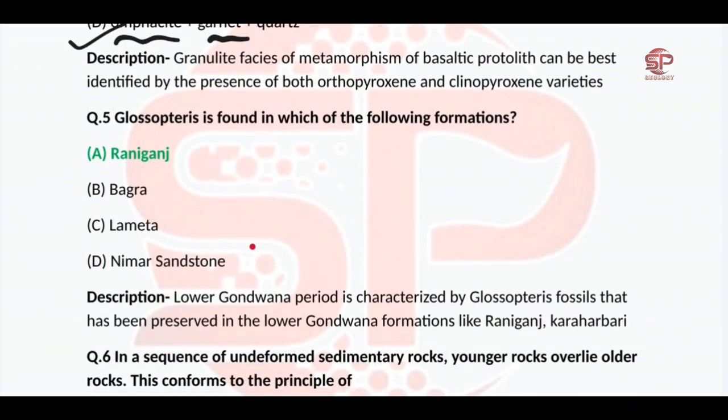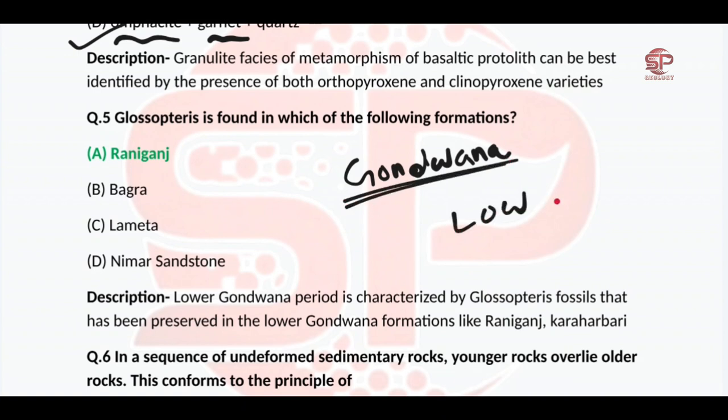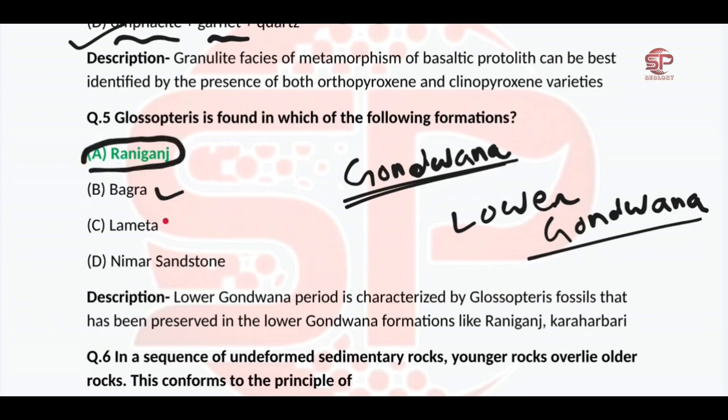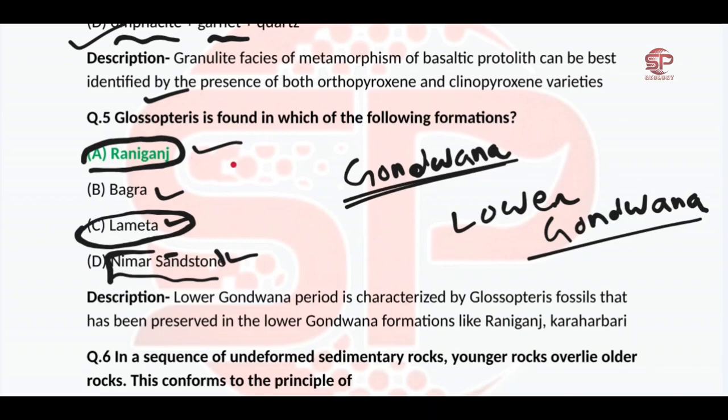Then also, Glossopteris is found in which of the following formations? So Glossopteris is the characteristic flora of Gondwana. It is found in lower Gondwana. It is a characteristic fossil of lower Gondwana. So Raniganj belongs to lower Gondwana. Then Pangra, Lameta, Nimar. Lameta is not under Gondwana. The Nimar sandstone is in Paleozoic. So the answer will be Raniganj. It is in lower Gondwana.